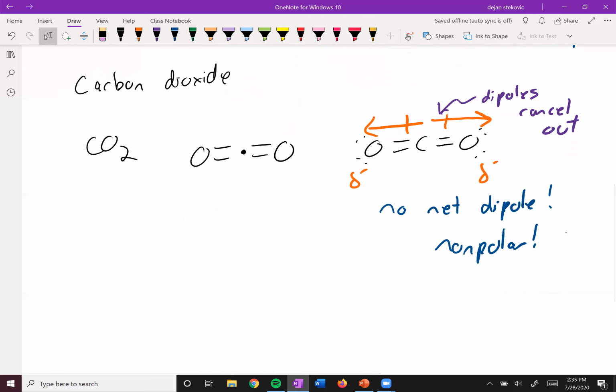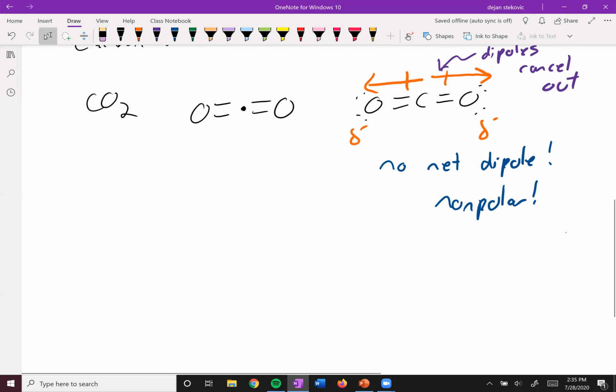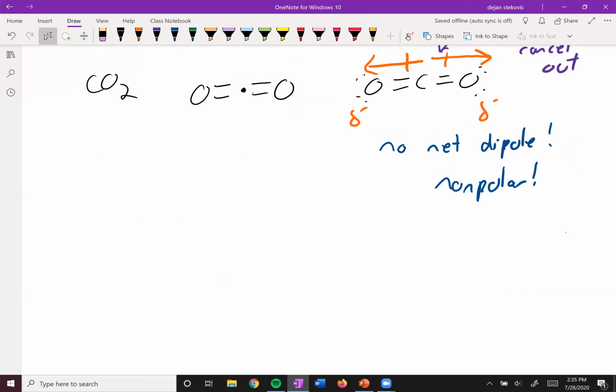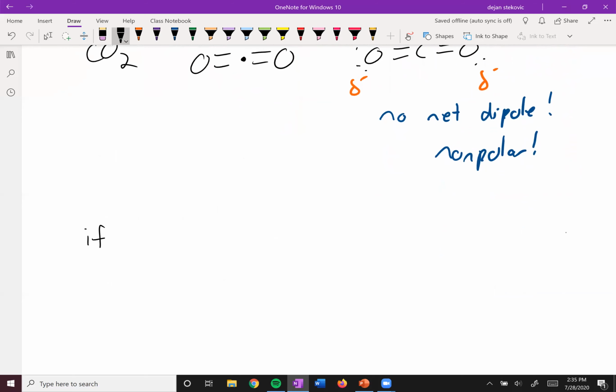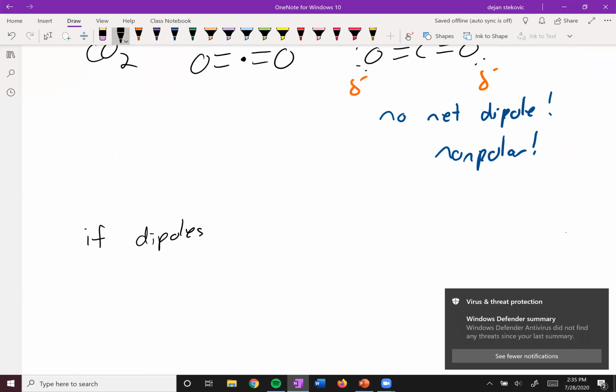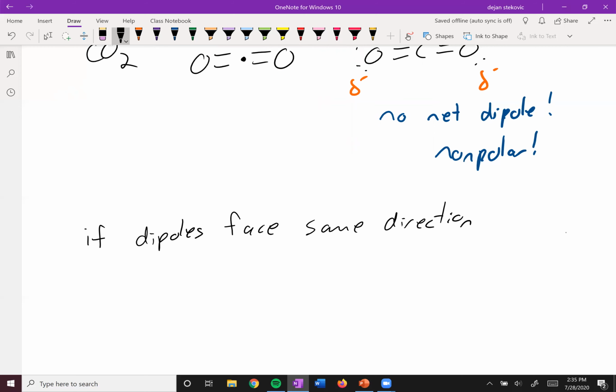And so the general rule of thumb here is, how do we know if dipoles are going to cancel out, or how do we know if they're not going to cancel out, that kind of thing. So if dipoles face the same direction, they're going to be polar, right? So if you have a dipole that's maybe pointing like this and then pointing like this, right? When they sum together, this is technically vector addition, but really you can just think about it logically, there will be a net dipole.